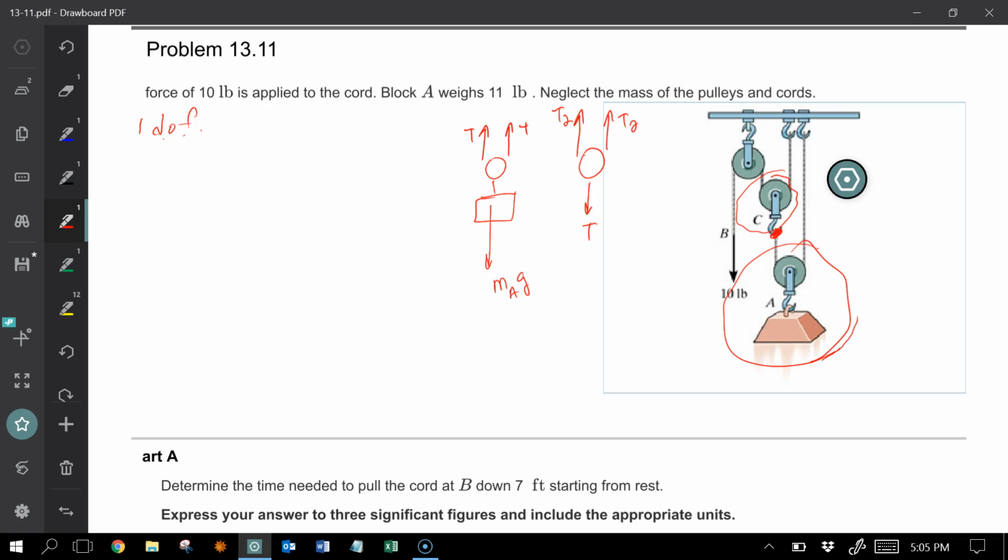So if you look at this, what is it that he's asking for? Well, for part A, he wants to know the time it takes to pull the cord B down 7 feet. The way to do that would be to calculate the acceleration of point B, and knowing the acceleration of B, you can then integrate to find the position versus time. So what I need to find is an acceleration. I can do it without a free body as long as the author tells me one acceleration of something.